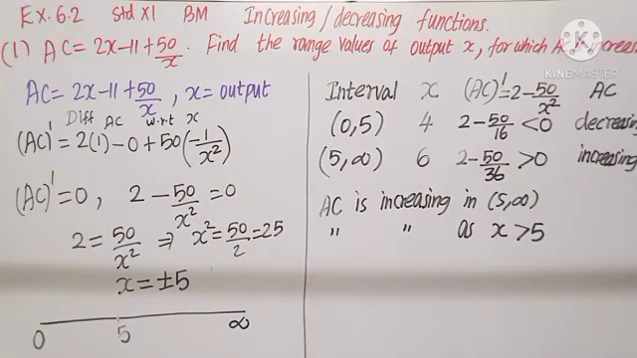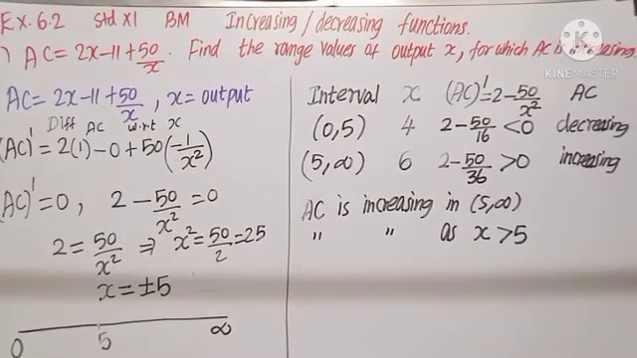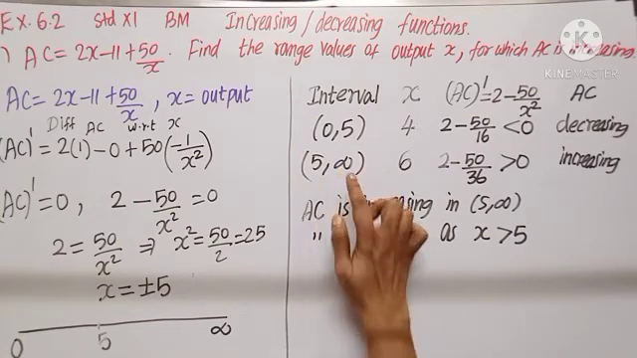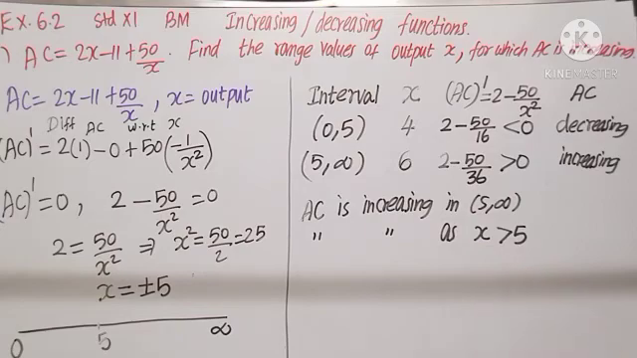The question is, where is AC increasing? So AC is increasing in the interval 5 to infinity, or I can say x is more than 5, and that's the problem.